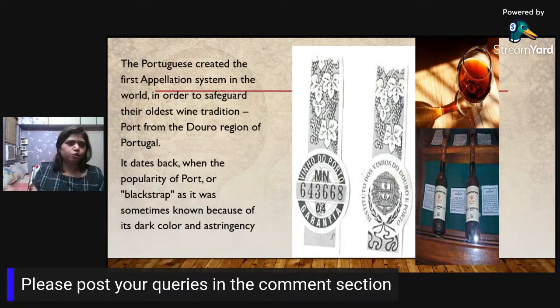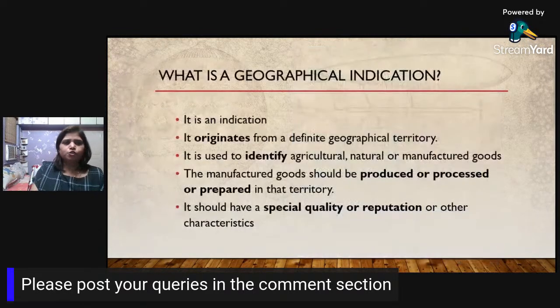Rasgulla was the last one filed for GI. We have also got Tirupati Balaji ke Laddu under GI. So there are so many GIs that have been filed. So what is geographical indication? It is an indication that originates from a definite geographical territory. It is used to identify agricultural, natural, or manufactured goods. The manufactured goods should be produced or processed or prepared in that territory, and it should have a specific quality or reputation. What we say, Hapus, Kolapuri chappal.